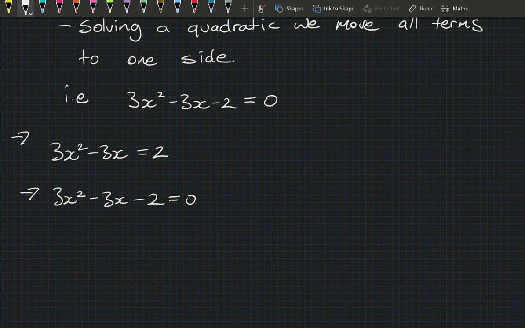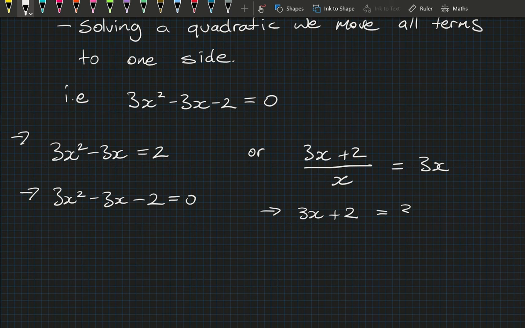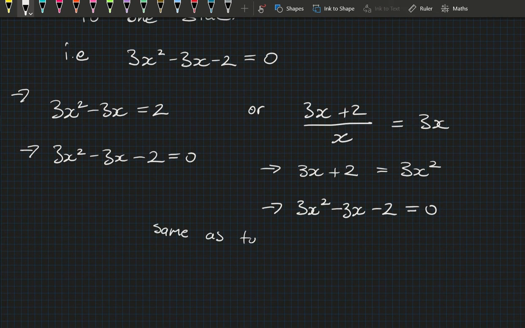Or if you're presented with something like (3x plus 2) all divided by x equals 3x, well, first we'd multiply both sides by x, and then we'd rearrange the equation so we've got all the terms on the one side. So it didn't matter how we started off, we always wanted to rearrange the equation so we ended up with the same equation as we have at the top there.